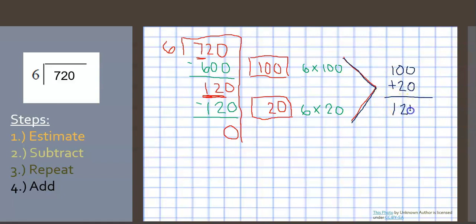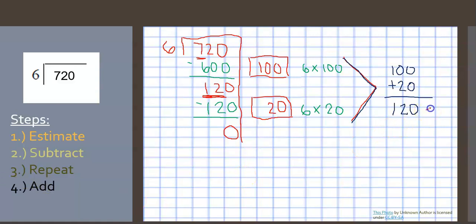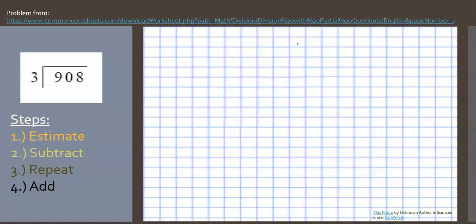$120. And that's my answer. But I don't leave my answer over here on the side. I actually put it up here on top. So my answer is 120. There we go. Okay, let's do another one.